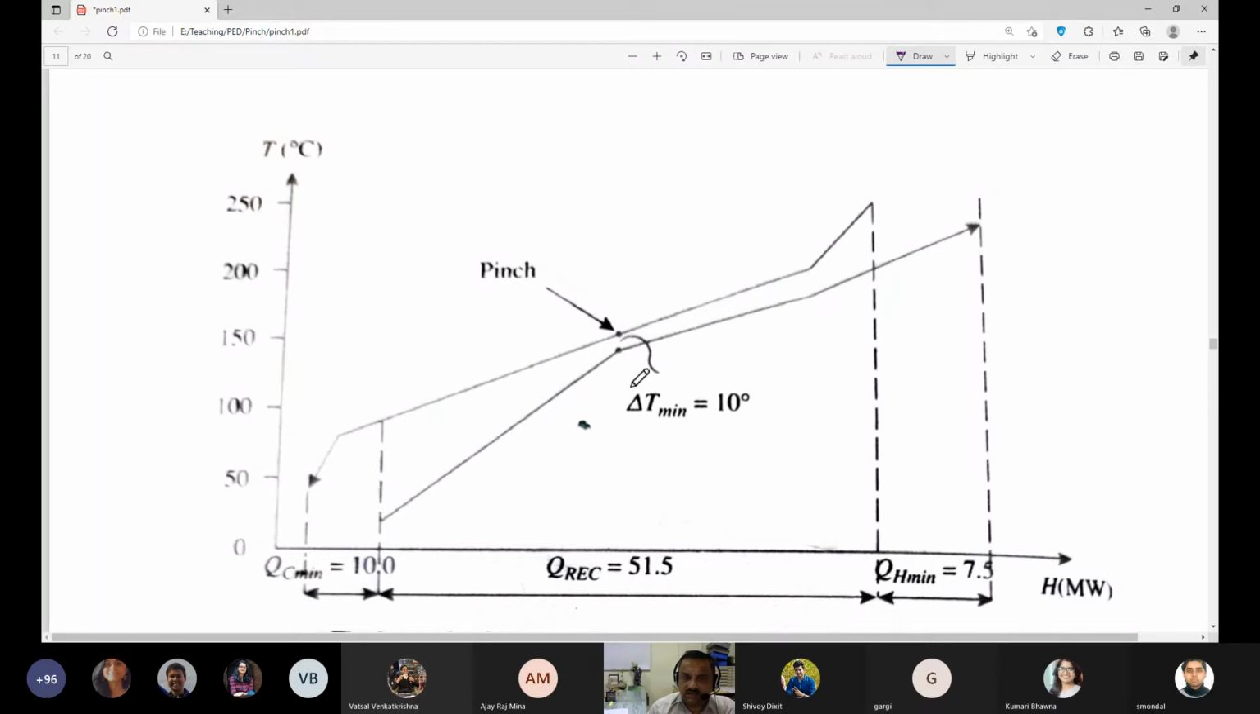And then you move them. As we said, we need to slide them. We need to change the delta T min. Here it is assumed to be 10 degrees. You can go for 20 degrees, 30 degrees, 5 degrees, and so on. And then you need to figure out what the values of QC min and QH min should be.